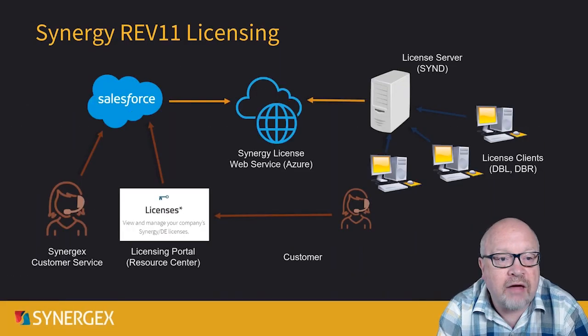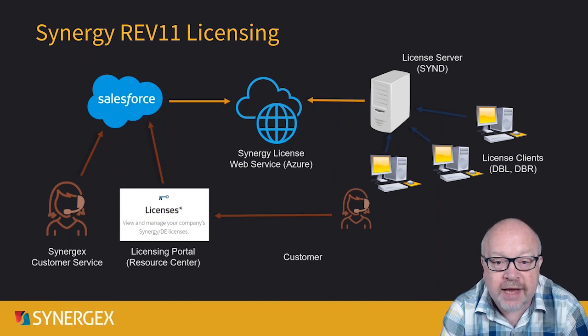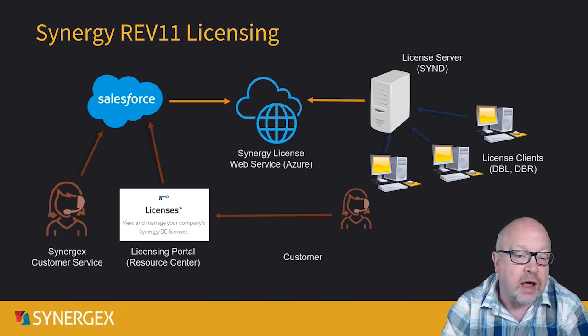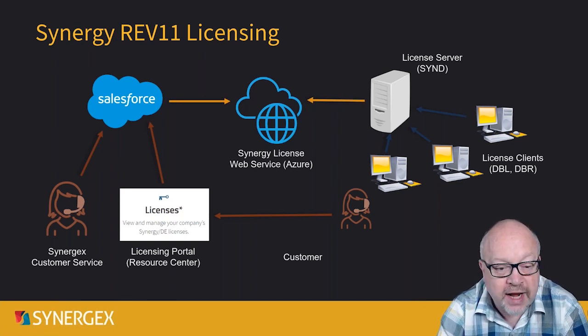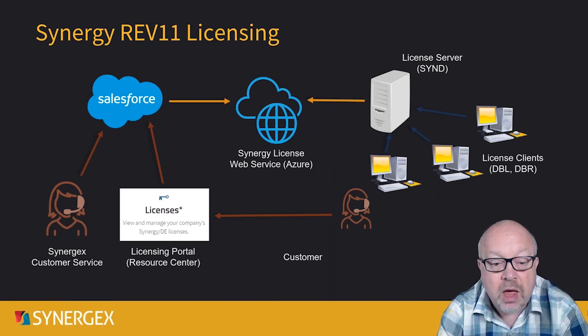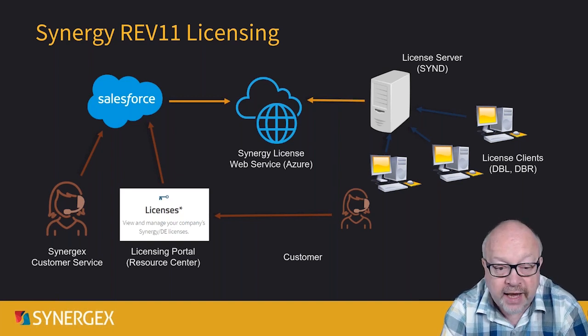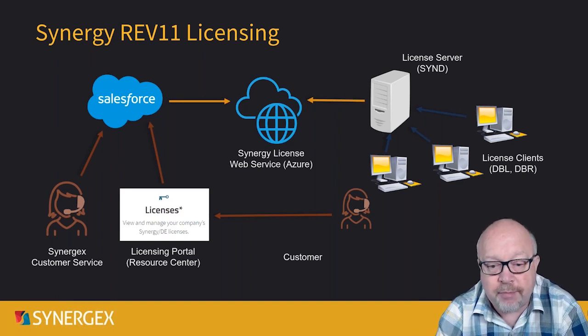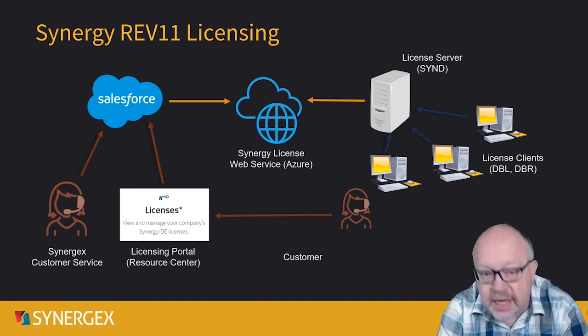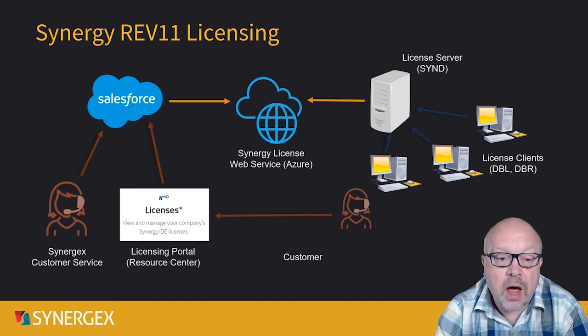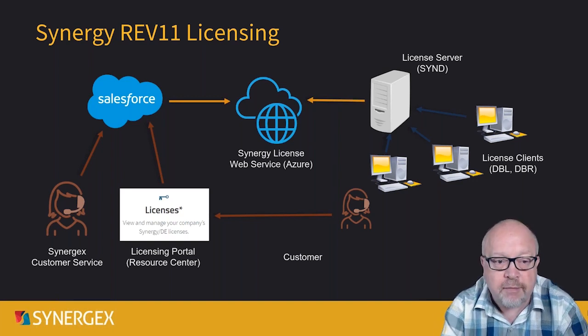So this is a high-level summary of what that looks like in reality. On the left-hand side of the slide, we have the Synergex infrastructure, the bottom left being infrastructure in our office with our customer services team, and our licensing portal in our website, or more accurately in our resource center. And all of this is driven, as many of our internal processes are, by Salesforce ultimately. The resource center is driven from there, all of the licensing information is in there, and so on. So customer services are setting information up in the Salesforce licensing system.